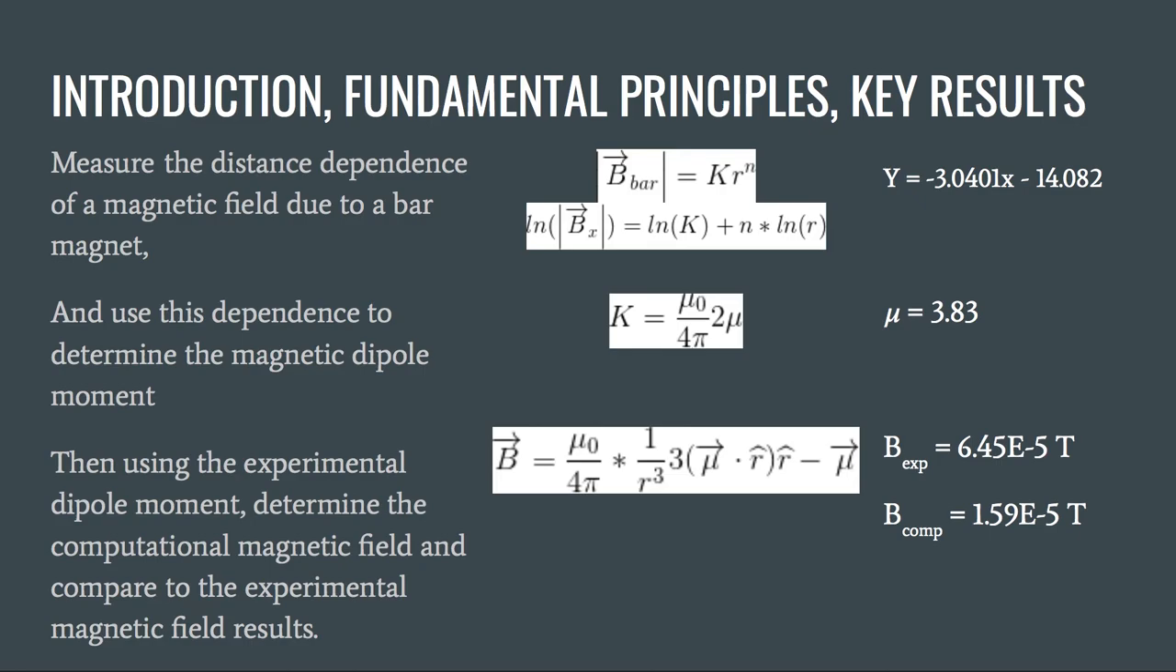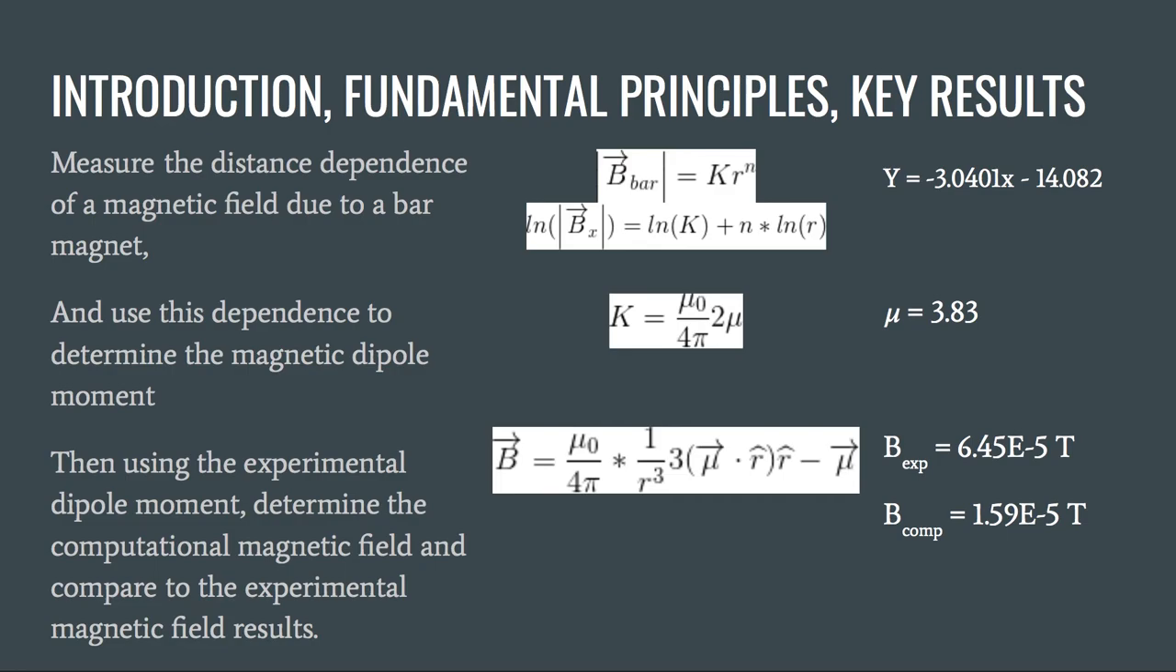The key results were the linearization of y equals negative 3x minus 14, mu equal to 3.83, and the experimental magnetic field was found to be 6.45 times 10 to the negative 5 Tesla, and the computational magnetic field was 1.59 times 10 to the negative 5 Tesla, so the same order of magnitude. Throughout the rest of the lab, we'll demonstrate the methods used for the experimental and computational data, and then some questions to conclude.